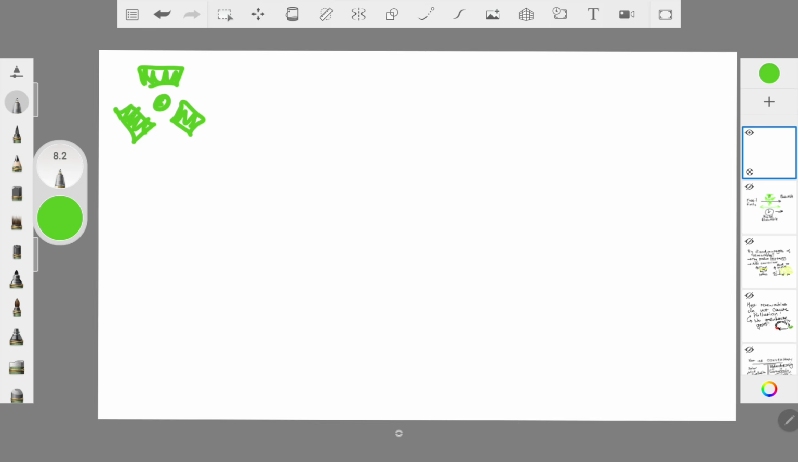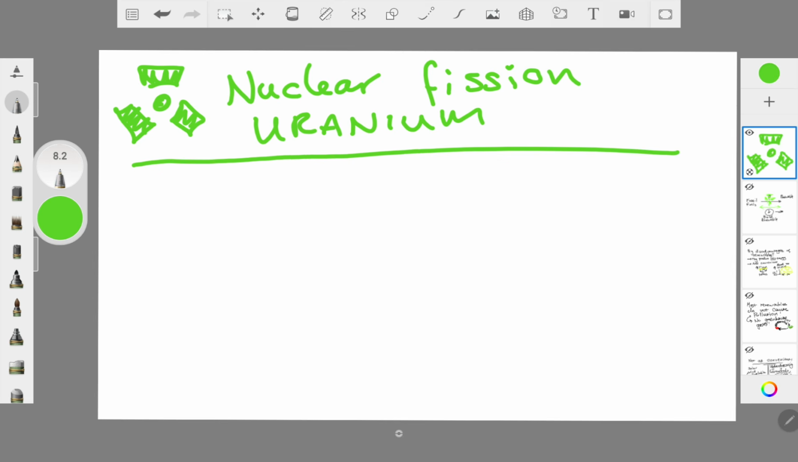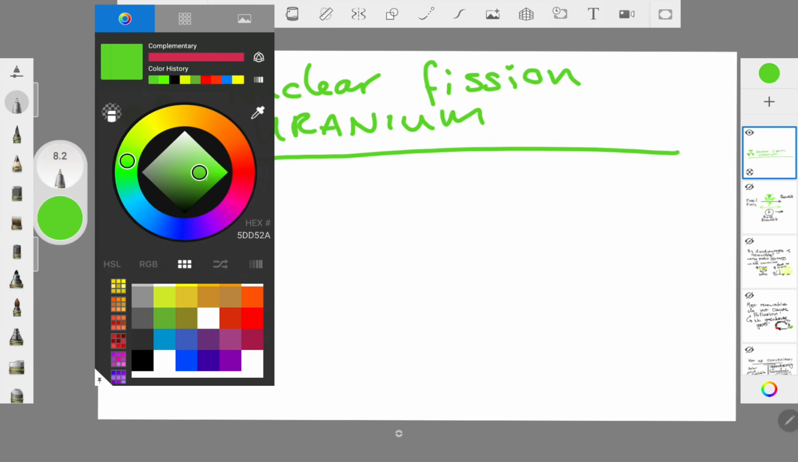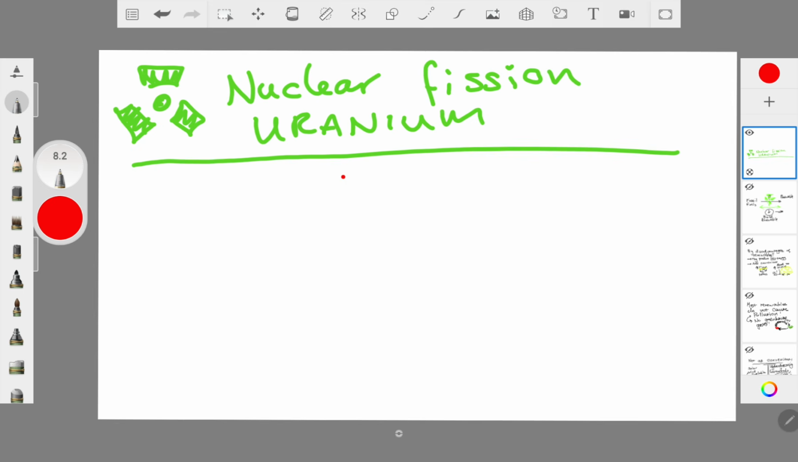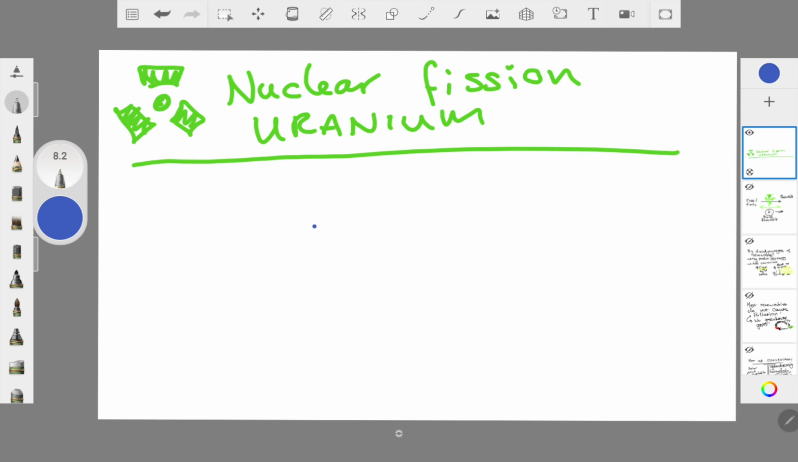Nuclear energy is caused by nuclear fission of heavy isotope elements like uranium. This is useful because it produces lots of energy.